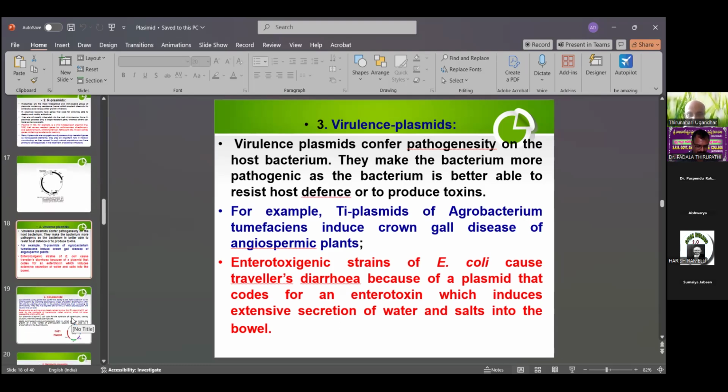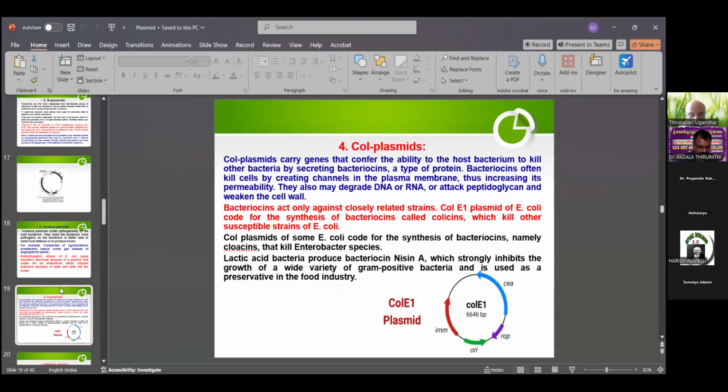Then virulence means that plasmids may release toxic substances. Examples are the agrobacteria-mediated gene transfer, agrobacteria tumefaciens and agrobacteria rhizogenes. These two types of bacteria can cause the release of toxin substances to the other cells. Those cells are killed. Then this is also the fourth one.